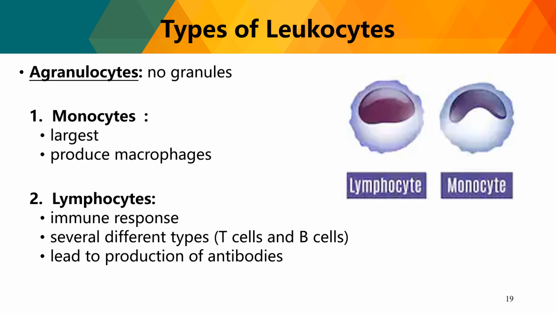So for the agranulocytes, these are the leukocytes that do not have any granules on them. The first type would be your monocyte. This is the largest type of leukocyte, and they produce macrophages. And then the second one would be your lymphocyte. It has an immune response role. And then there are several types like your T cells and B cells, and they lead to the production of your antibodies.